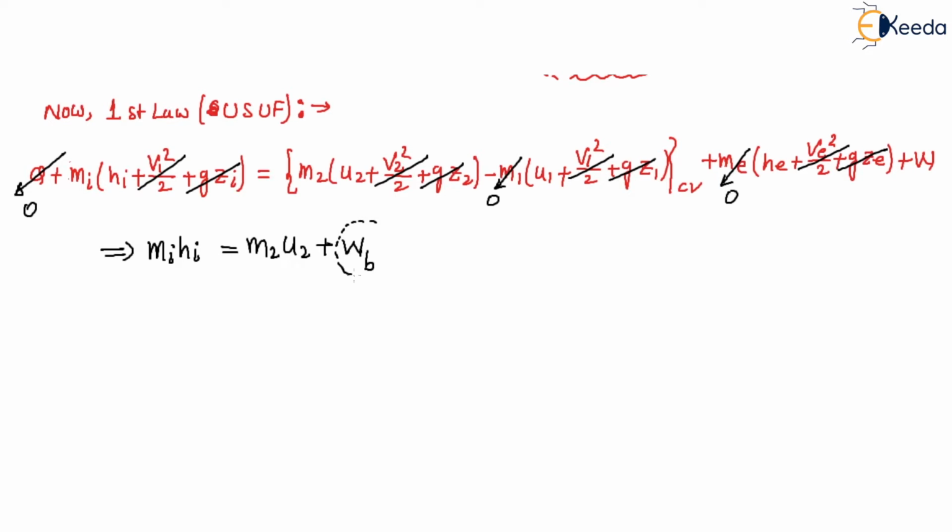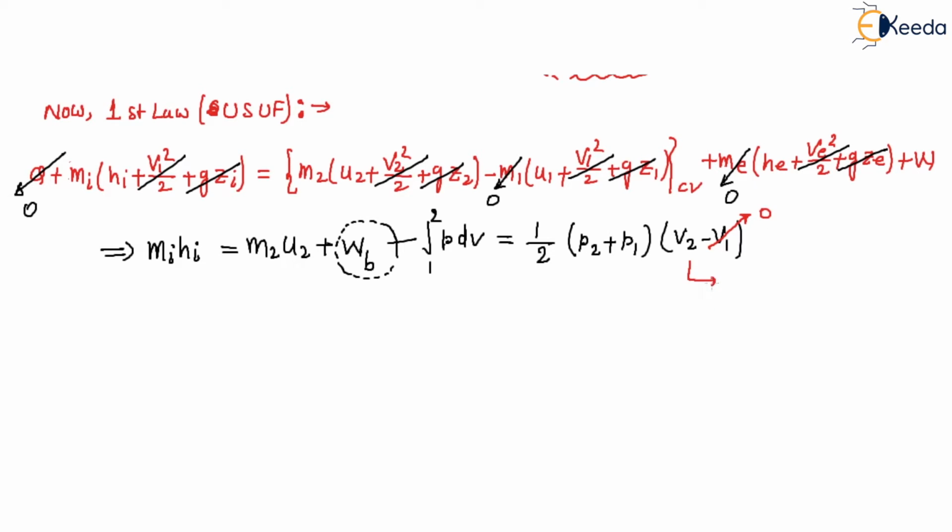So this is your boundary work, and what is that? Integration from stage 1 to 2 of P dV, right? And this is displaced against a spring, so what is the spring work? Half P2 plus P1 times V2 minus V1, right? But V1 is 0, initially there is no volume of the cylinder, and what is your V2? M2 times specific volume, right?